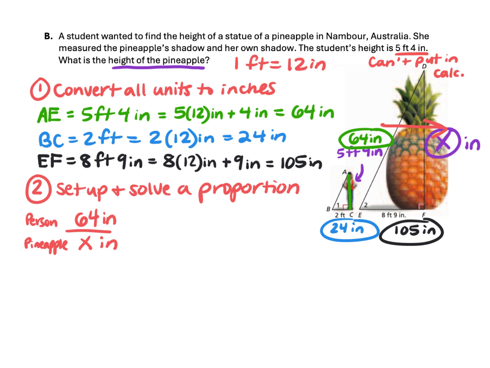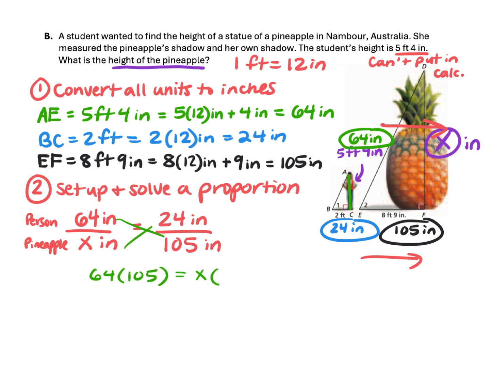Now if I go the same pattern, but with the shadows, the person's shadow is 24 inches there on the top, and the pineapple shadow is 105 inches. That's the bottom. Notice I went the same direction each time, left to right. 64 over x equals 24 over 105. And now we can just solve that with a cross product. 64 times 105 has to equal x times 24. Take your calculator and multiply that out. You'll get 6,720 equals 24x. And then if we divide by 24, we get x equals 280.